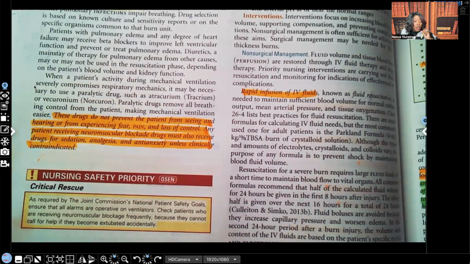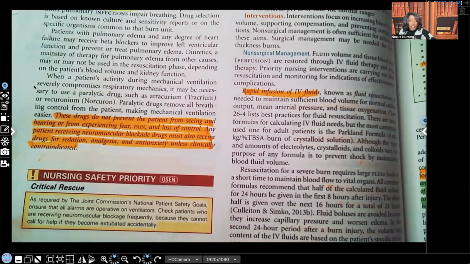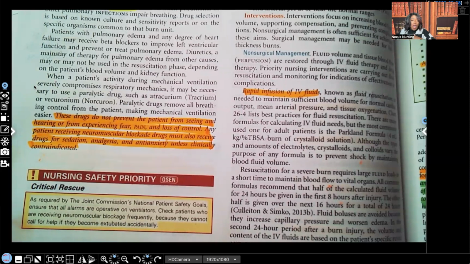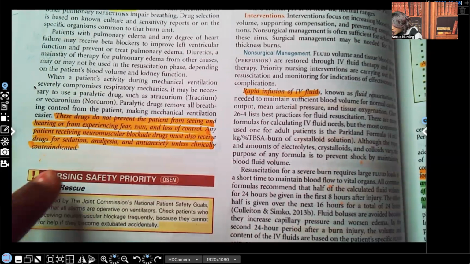But look, these drugs do not prevent the patient from seeing and hearing or from experiencing fear, pain, and loss of control. So guys, they're all here. They're intubated. They're on drugs that cause them not to breathe over that vent, but they see everything that's happening. They hear everything that's happening. They feel that fear, but they just can't express themselves. This is very important for you guys to know.